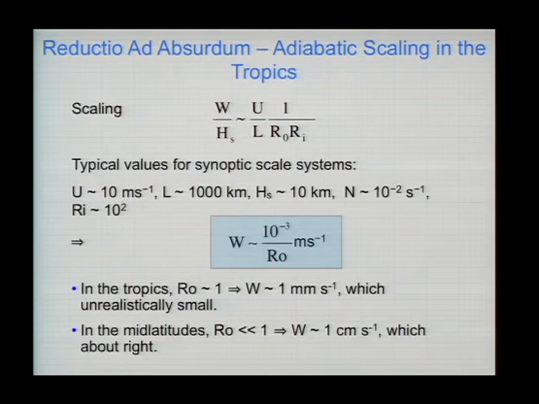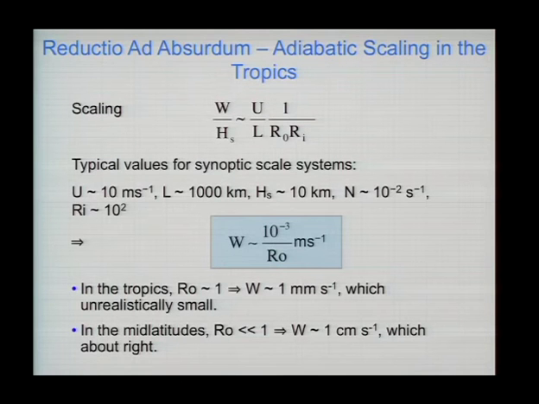Let's put some numbers in and see how big things are. So there's our scaling. This is how big W is. Typical numbers for synoptic systems: 10 metres per second for U, 1,000 kilometres for the length scale, a height scale of 10 kilometres, N is about 10 to the minus 2 inverse seconds. The Richardson number is about 100. No reason we should know that, but it is. You put all those numbers in here, and you find that the vertical motion is 10 to the minus 3, 1,000th, over the Rossby number.